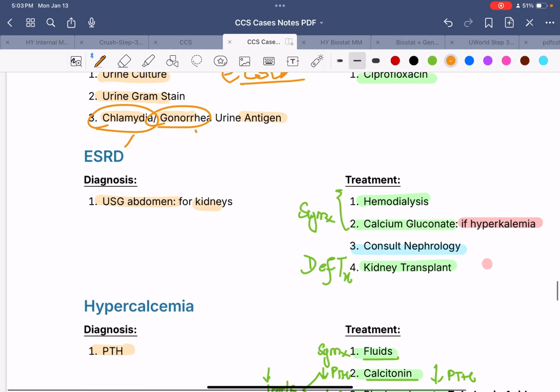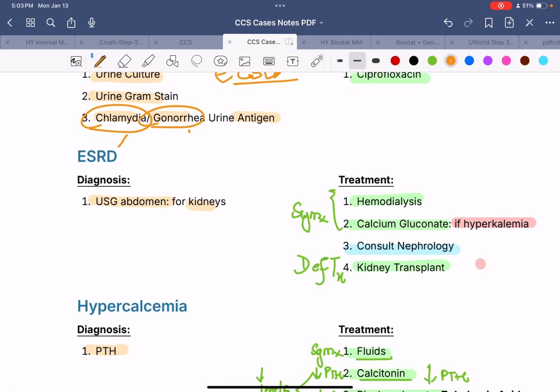Next off, we have end stage renal disease. Of course, one is the basic metabolic profile in which you are going to see urea and creatinine ratio. That is a given. But beyond that, we are going to do a radiological test of ultrasound abdomen for the kidneys so that we can visualize whether the kidneys are atrophic or of normal size. Then the treatment, one is the supportive treatment for the time being, just symptomatic relief, which would be the hemodialysis.